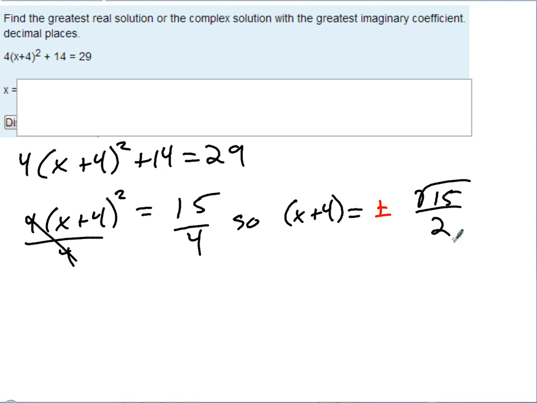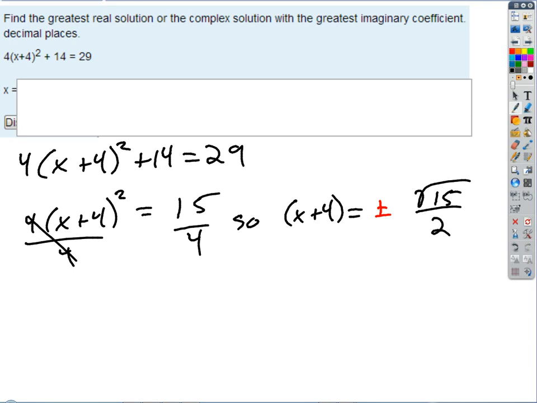Why couldn't we do that for the last one? Because the last one didn't have a perfect square on the bottom, right? It was a 3, so we just left it in there. But in this case, I could have made it the square root of 15/4, but why not break that into a 2? It's easy to do.